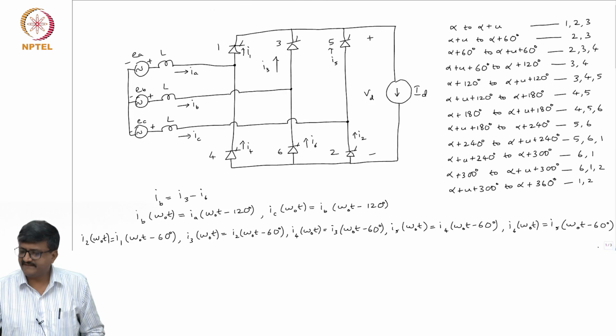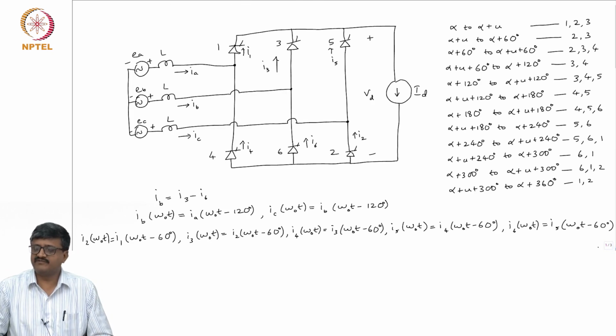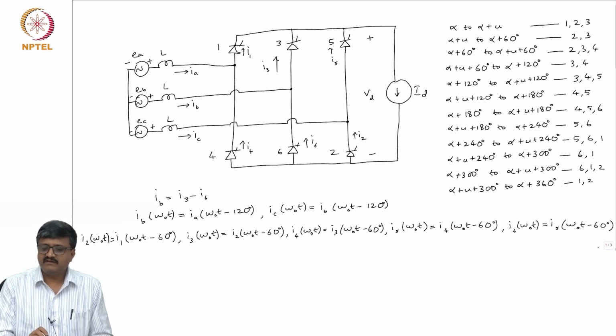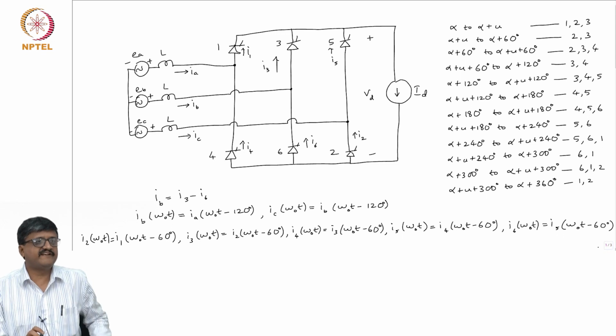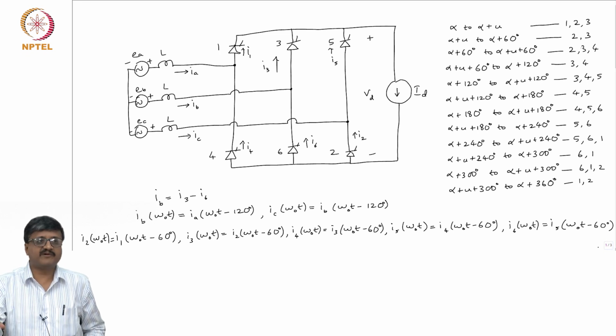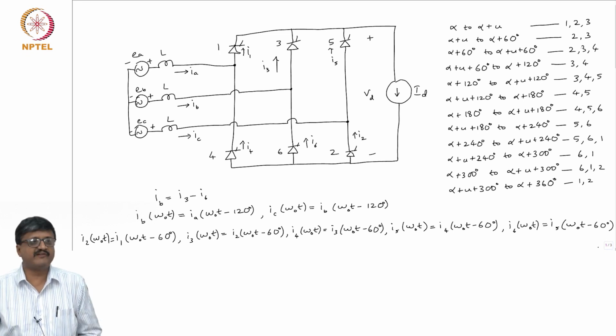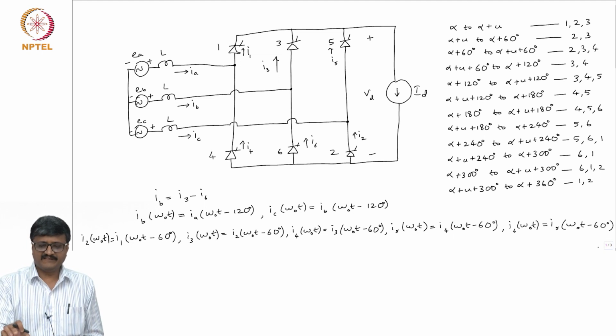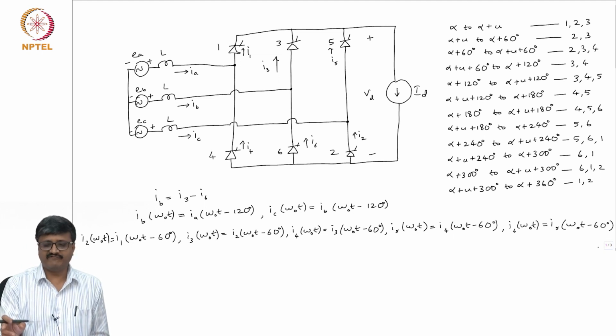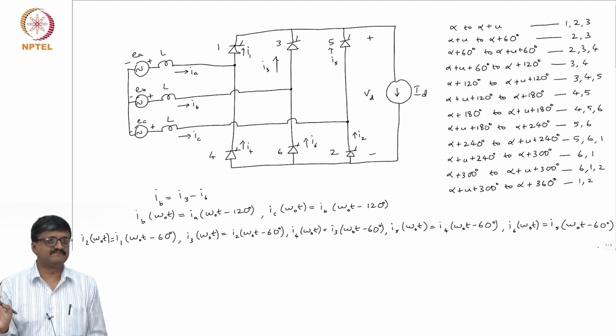Then, if I take the second subinterval alpha plus u to alpha plus 60 degrees, the current IB is equal to the current I3. Now, please note that in the next subinterval alpha plus 60 to alpha plus u plus 60 also, I have only valve 3 conducting in the upper commutation group. The upper commutation group is 1, 3, 5. When only 3 is conducting among 1, 3, 5, IB is equal to I3.